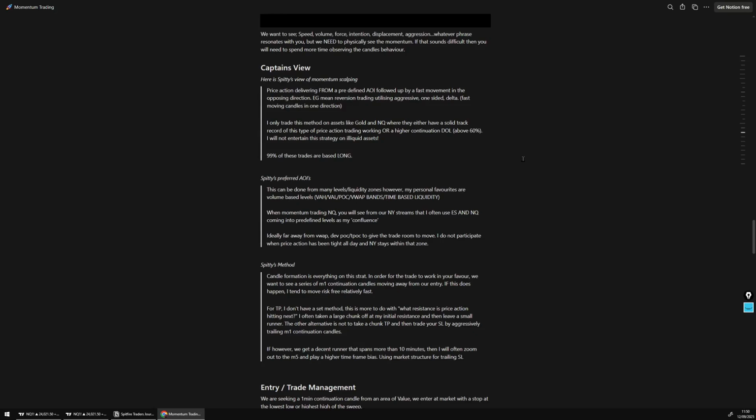VWAP bands, that will get covered next week when I cover the VWAP based strategies. And as Cake's already said, time based liquidity. Okay, and I will have an example for you on time based liquidity from yesterday. When momentum trading NQ, you will see from the New York streams that I use ES and NQ coming into a predefined level. And that's my confluence.